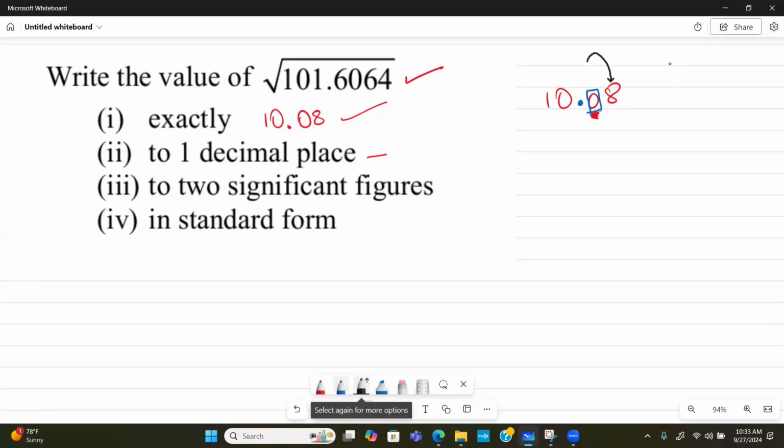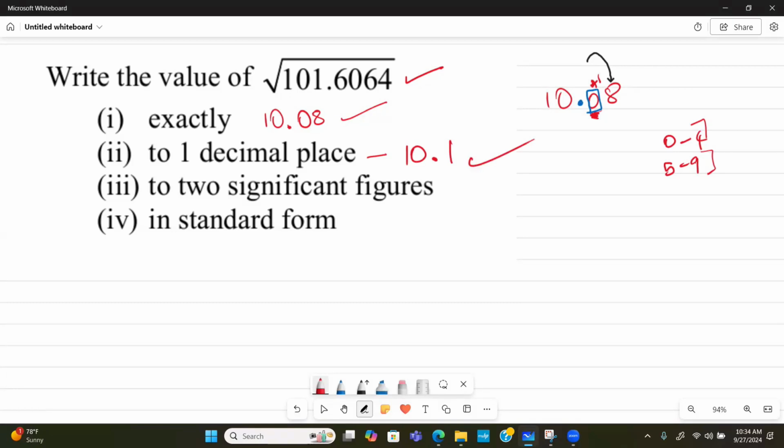So the idea that we're working with for this is if the digit to the right, in this case 8, is between 0 to 4, the spot remains. But from 5 to 9, if it falls in those categories, we add 1 to the spot. And in this case, the 8 is in the 5 to 9. So we're going to add 1 to this spot right here. So it becomes 10.1. So to one decimal place, it's rounded off to 10.1, and that's what we wanted.